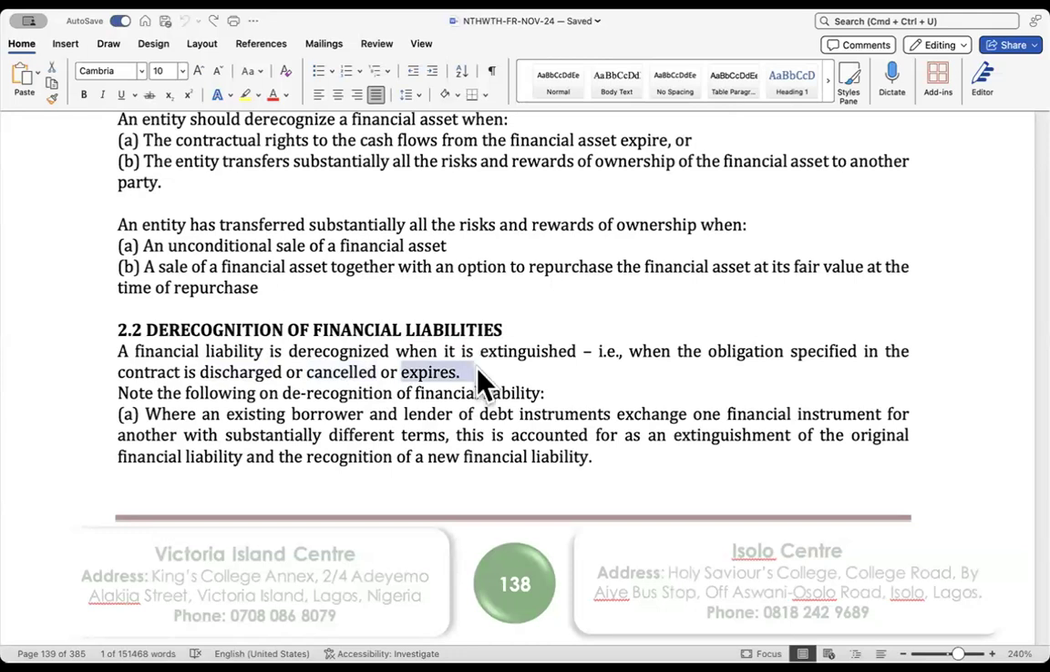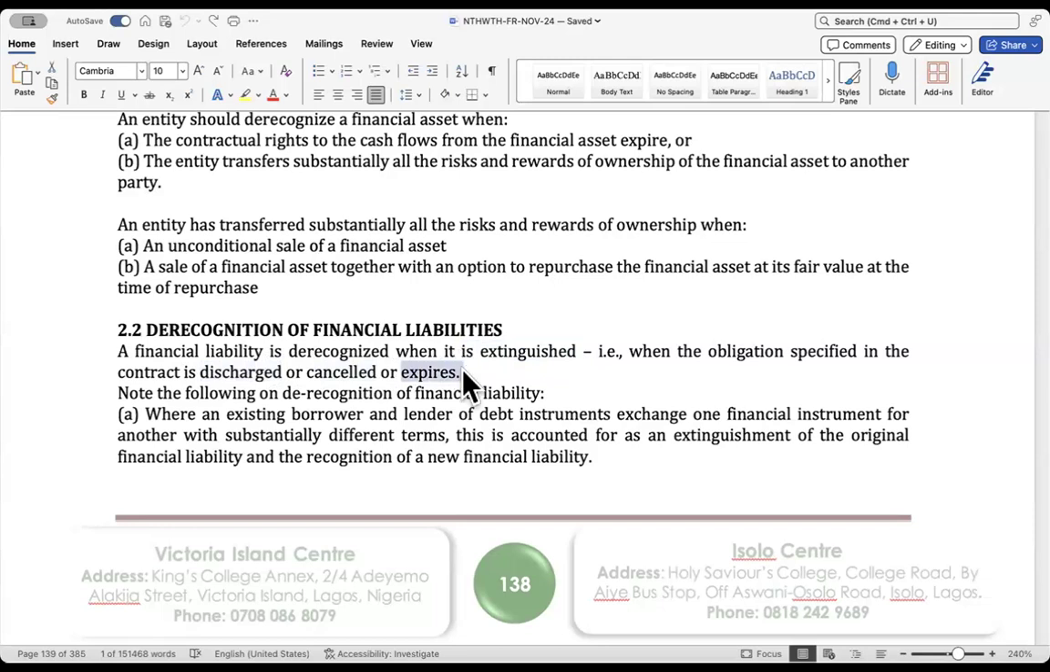Okay? So delivering cash is not just enough. I mean, some people will say, okay, don't worry about the cash, I forgive you. I'm discharging you of this obligation, or we just cancel the contract entirely. So that is why we can't just say, when you deliver the cash. So extinguished is the more appropriate word to use. It covers everything, whatever way in which you are free of the liability. So extinguished is just the right word for it, which is either when the contract is discharged, cancelled, or expired.